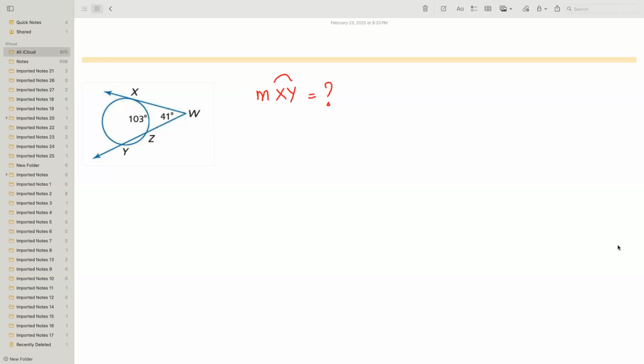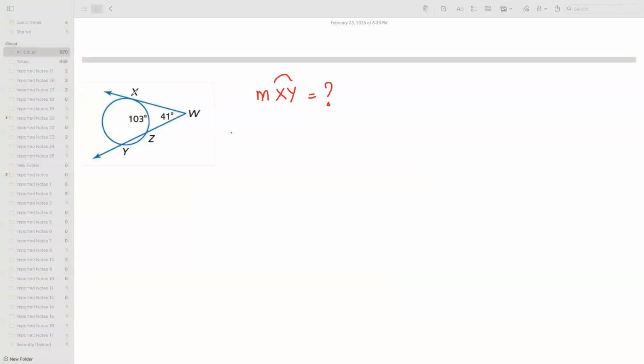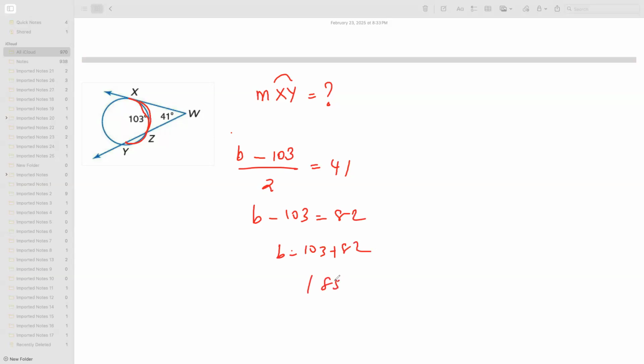Can you check, ma? How did you get it, Samantha? Did you just add them, because that 103 is the minor arc? No, here this is the bigger arc, and this is the smaller arc. So bigger arc minus 103 divided by 2 is the outer angle. So B minus 103 equals 82, and B will be equal to 103 plus 82, which is 185. Oh, okay. Yeah, 185.